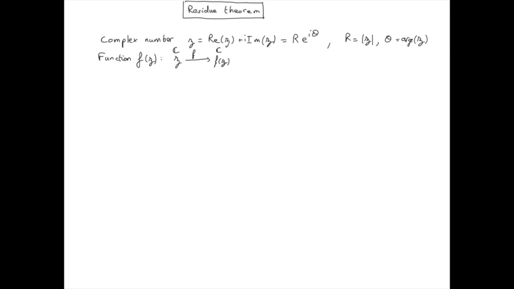Consider the case where f is a ratio of two functions, p and q, where p and q are polynomials of z. Obviously, when q is equal to 0, we have a division by 0, which is ill-defined, and we call the corresponding point in the complex plane a pole.